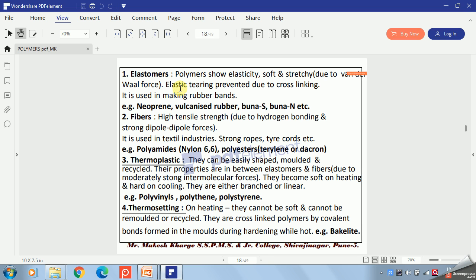Elastomers are polymers that show elasticity. They are soft in nature and stretchy. The reason behind this is the van der Waals force. Due to this elastic nature, if you apply force, tearing of the polymer is prevented. The reason is that there is a crosslink type of structure in the polymer, and that's why it is used in making rubber bands. Examples of this type are neoprene, vulcanized rubber, Buna-S, Buna-N.